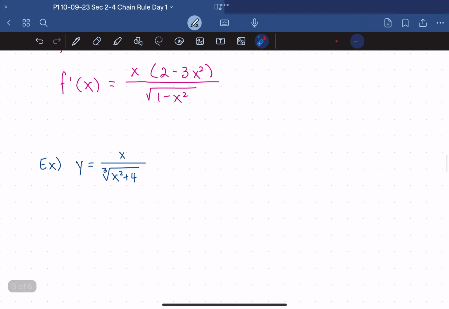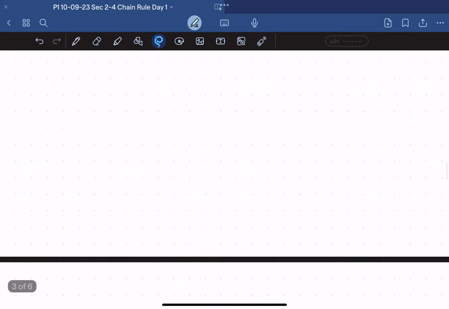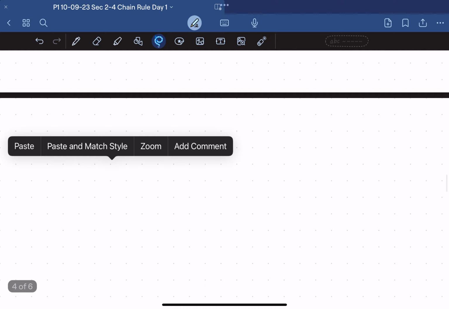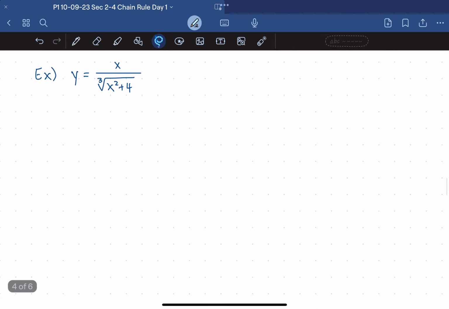Okay, I'm going to go ahead and move this to a new page. I want to make sure I got plenty of room. Sorry, they updated the app and I haven't added a page that way in a while. Okay, let's take the derivative of this.